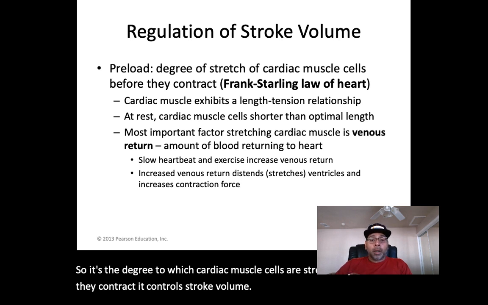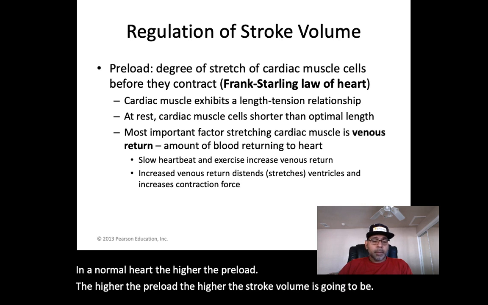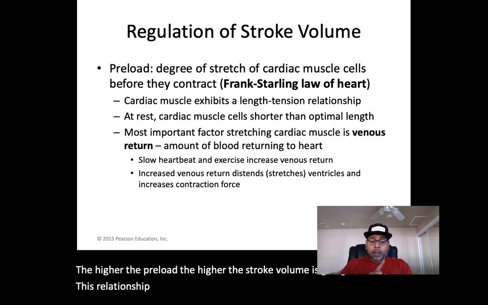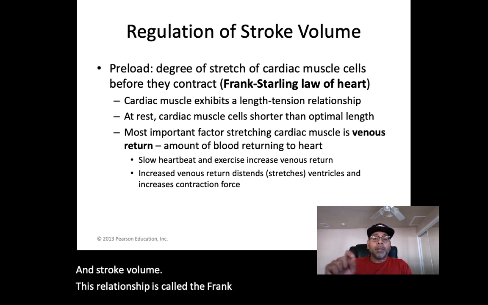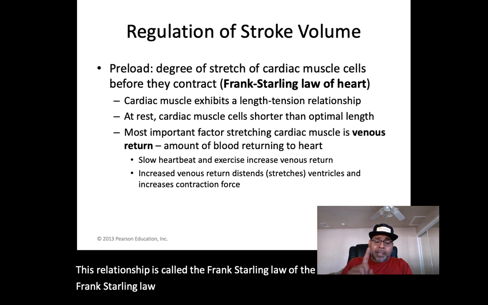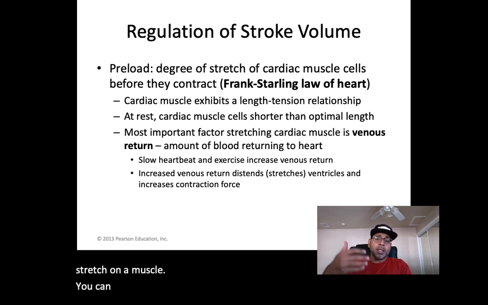In a normal heart, the higher the preload, the higher the stroke volume is going to be. This relationship between preload and stroke volume is called the Frank-Starling law of the heart. It states that if you put the right amount of stretch on a muscle, you can have optimal stretch of those fibers.